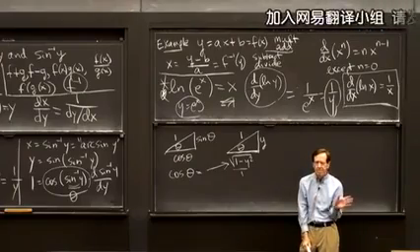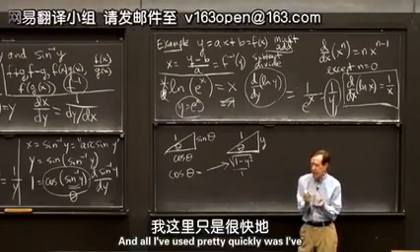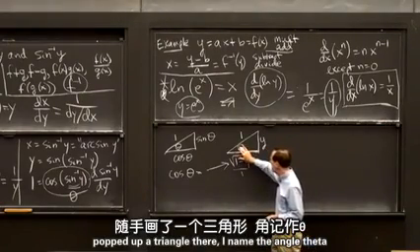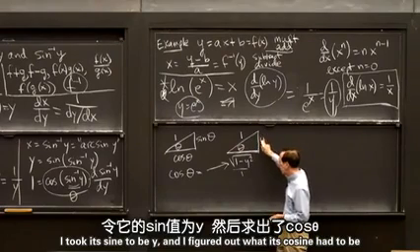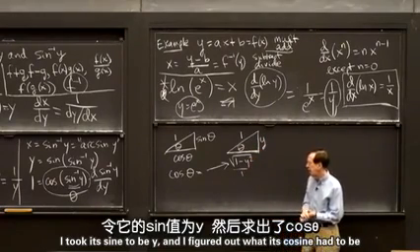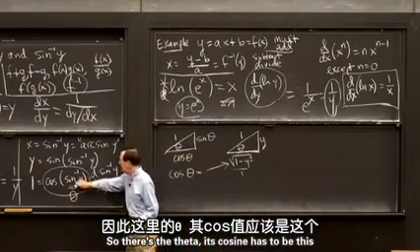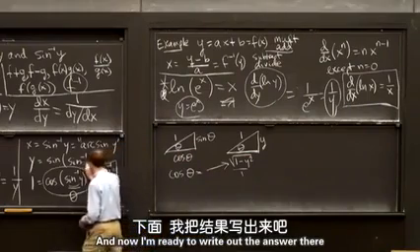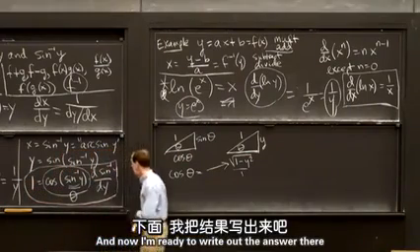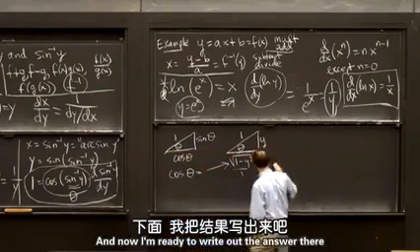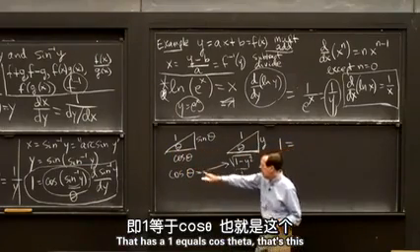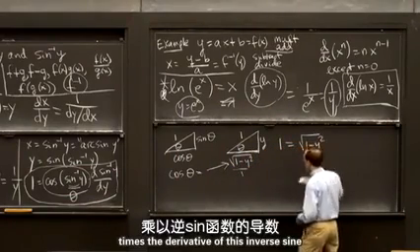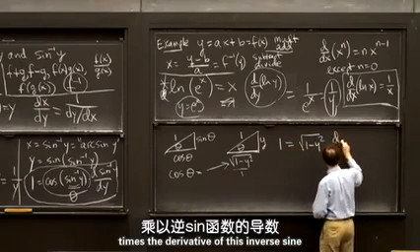We're there, and all I've used pretty quickly was I popped up a triangle there, I named an angle theta, I took its sine to be y, and I figured out what its cosine had to be. Okay, so there's the theta, its cosine has to be this, and now I'm ready to write down the answer. That has a 1 equals the cosine of theta, that's this, times the derivative of the inverse sine.